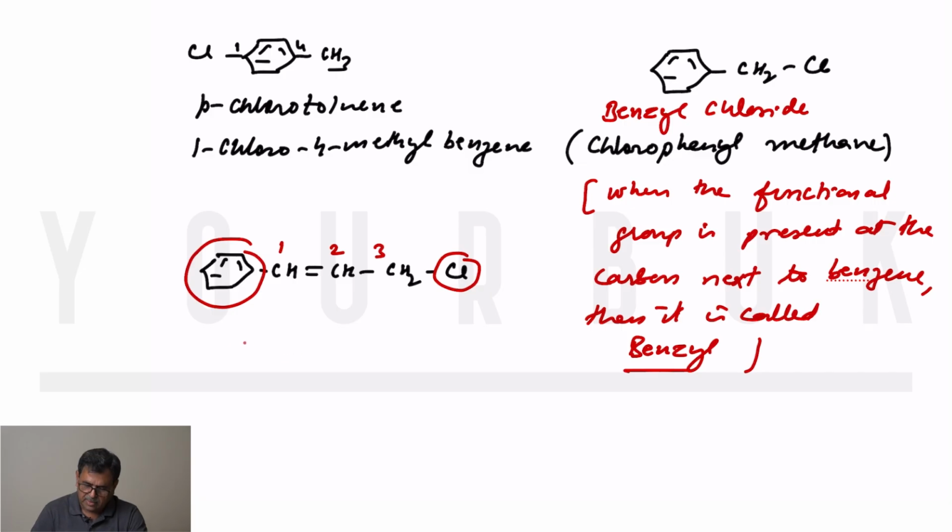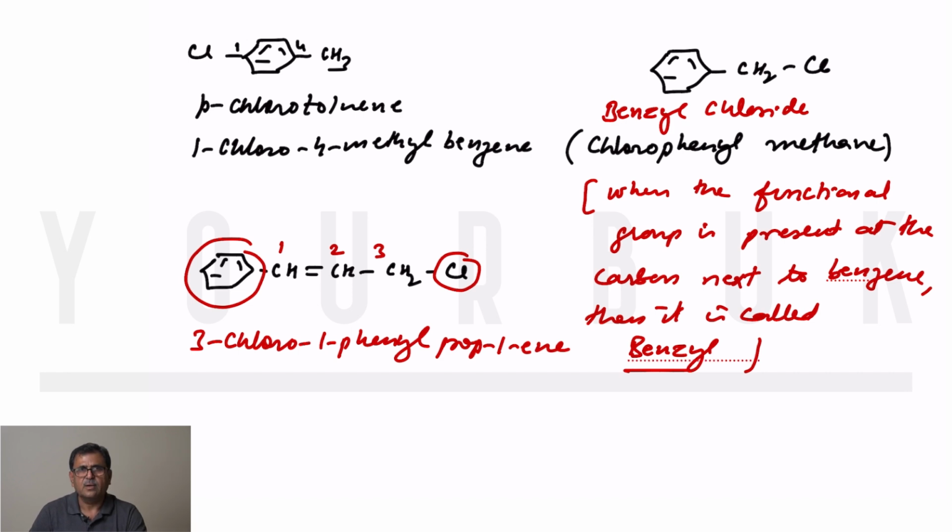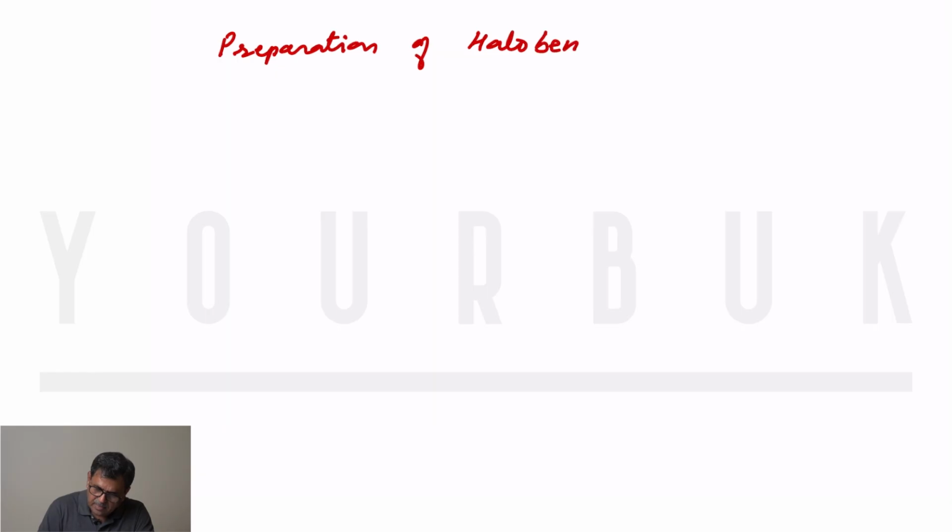So arrange them alphabetically. So its name is 3-chloro-1-phenyl, and then we write prop-1-ene. So this is about the nomenclature of haloarenes. Now we discuss the preparation of halobenzene. So the heading is preparation of halobenzene. And we have a number of methods to prepare halobenzene.